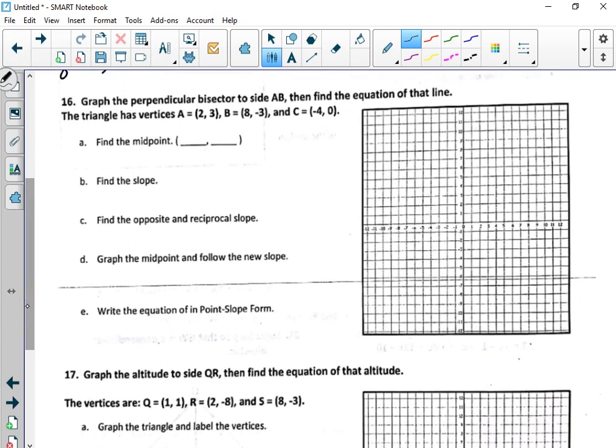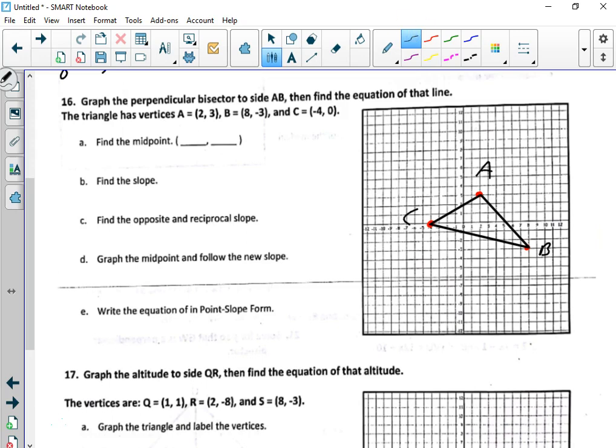Okay, so let's graph this. 2, 3. 8, negative 3. Negative 4, 0. It says, graph the perpendicular bisector. Let's label these first. A, B, C.